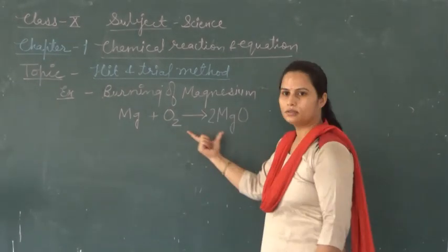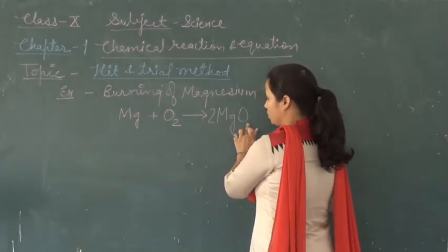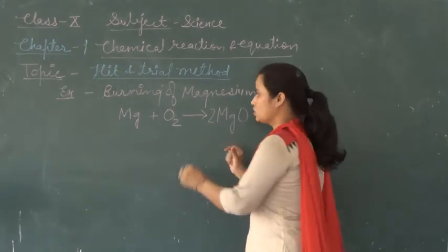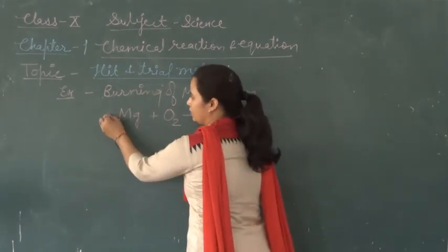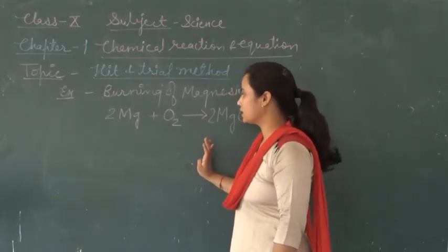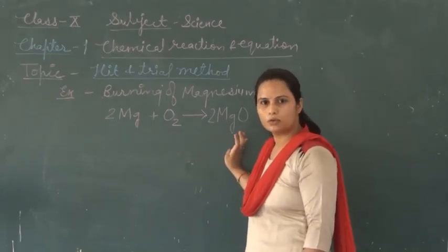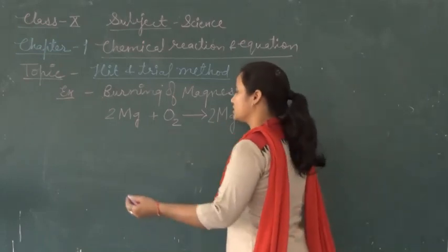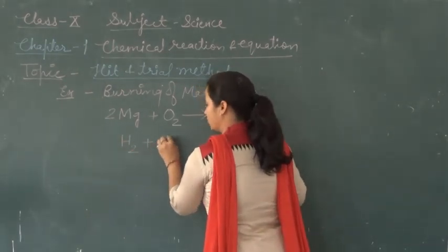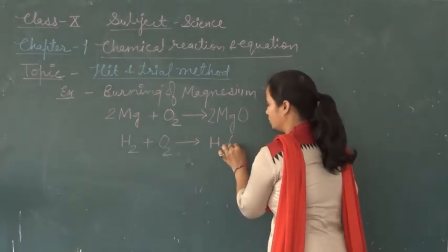Here, check both the left hand side and right hand side. Now there is 2 for oxygen and 2 for magnesium, because the number 2 is common for both. So on the left hand side, for magnesium, we write 2. Now it is a balanced equation: 2Mg plus O2 will give 2MgO. Like this, there are several examples. If I am writing here H2 plus O2 will give H2O.